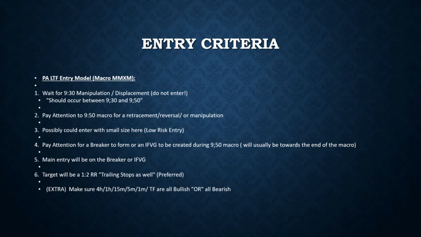Number five, main entry will be on the breaker or the inverse fair value gap. When this breaker or inverse fair value gap forms, we do not want to enter at the mean threshold of the breaker. We do not want to enter on consequent encroachment of the gap. We want to enter on the open of the breaker and open of the gap, because if we have IOFED, institutional order flow entry drill, on either of them, then we are fucked, okay?